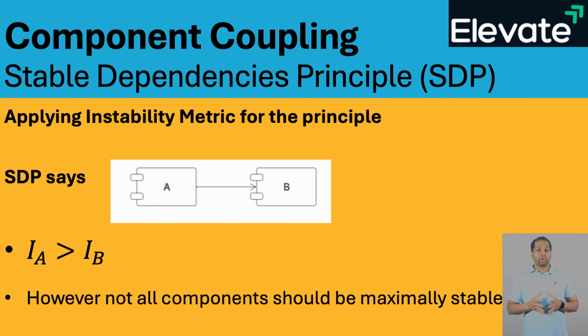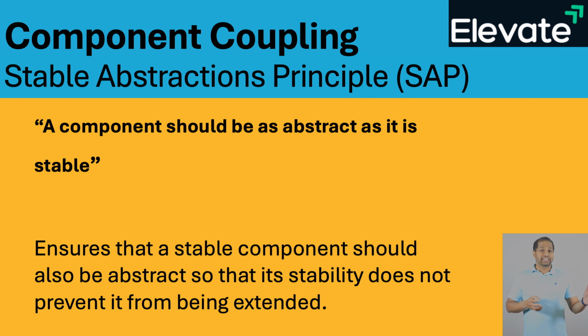However, not all components should be stable because otherwise the system would be unchangeable. What we actually want is a system where some components are unstable and some are stable. The third principle is the stable abstractions principle, or SAP, which states a component should be as abstract as it is stable. There are volatile and non-volatile components in a system. High-level architecture and policy decisions are non-volatile and should be pretty stable compared to user or market-specific components, which are volatile and should be unstable.